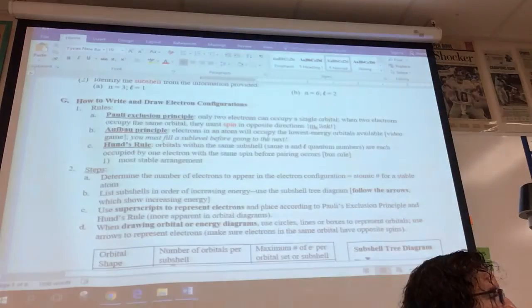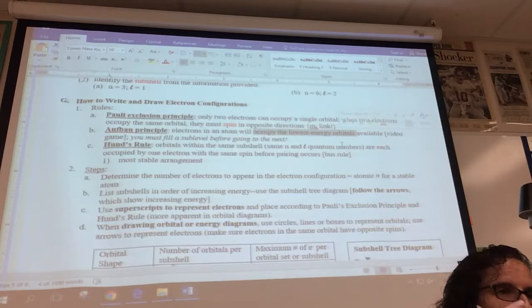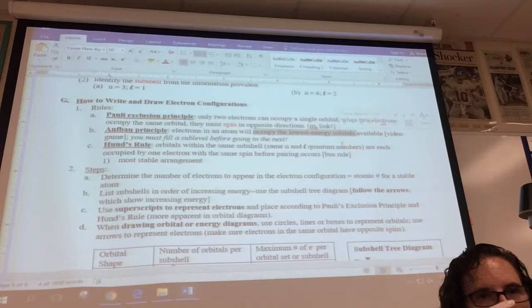Aufbau's principle is the second rule. It says electrons in an atom will occupy the lowest energy orbitals available. This is the video game rule. For example, we used to play Tetris and Donkey Kong and Super Mario way back when. You guys play Call of Duty and some of these other fascinating, mind-blowing games. But you have to complete level 1 before you go to level 2, then level 2 before 3, level 3 before level 4. Same thing in school. You go to kindergarten, 1st grade, 2nd grade, 3rd grade, 4th grade, etc.